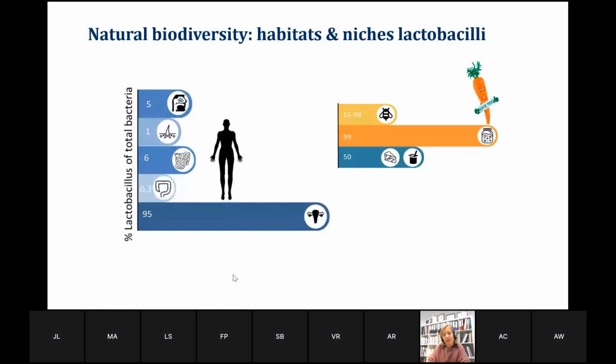Maybe to quickly give an overview on the natural biodiversity of lactobacilli.